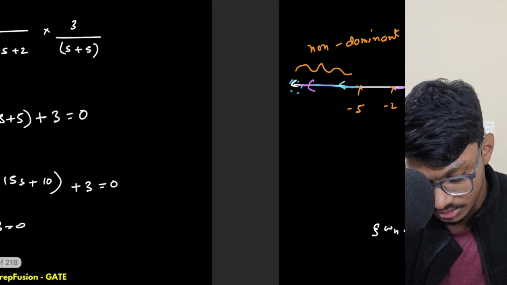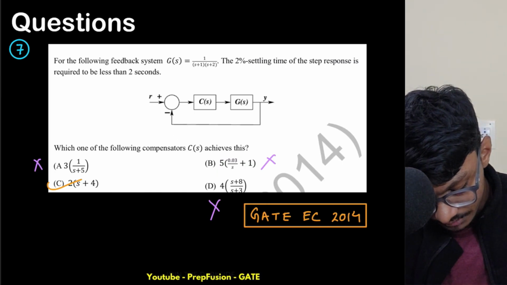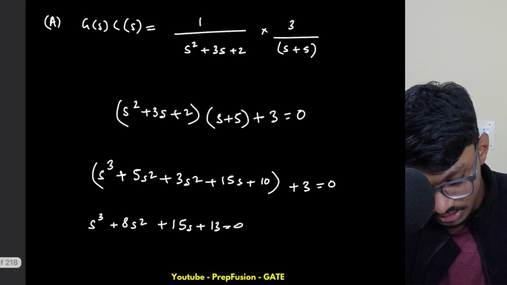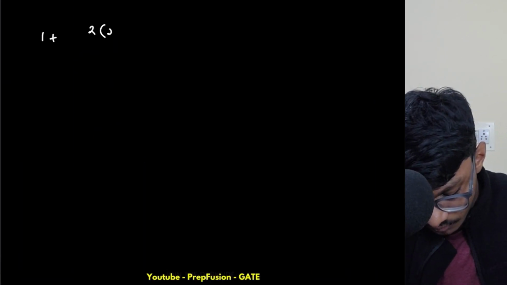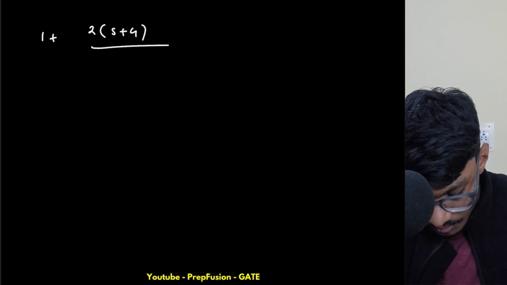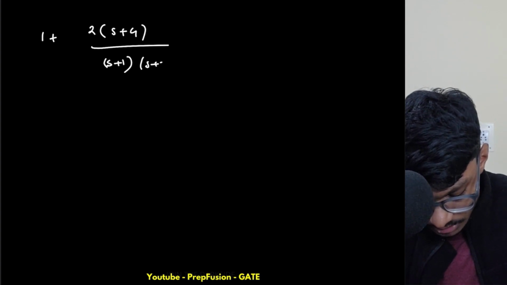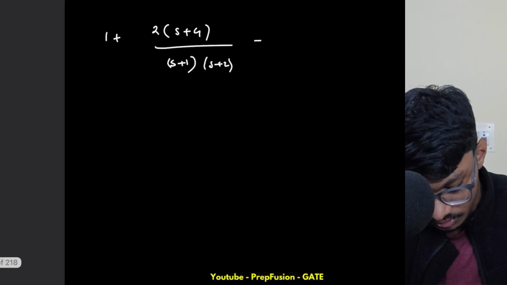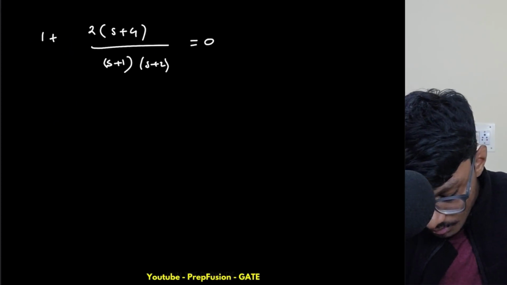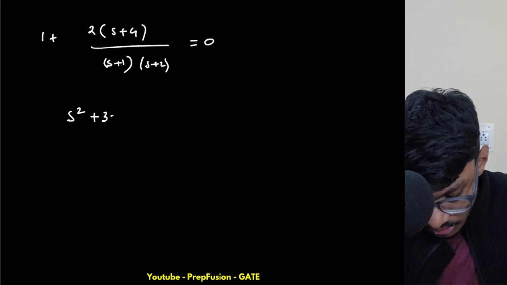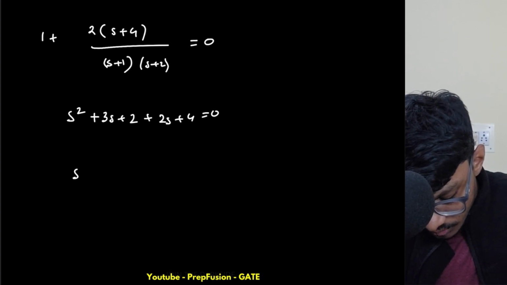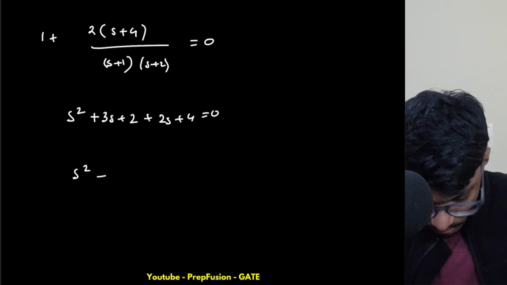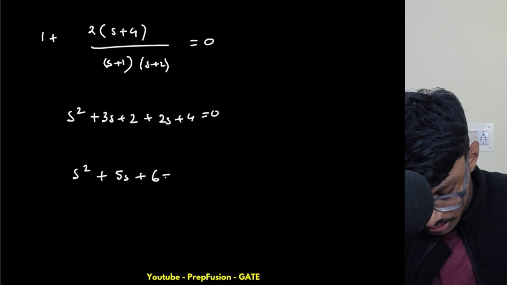So what will my characteristic equation become? It will become something like this. Here it is 2 into s plus 4 upon s plus 1 into s plus 2. So it is 1 plus 2(s plus 4) upon (s plus 1)(s plus 2) equals to 0. So this will become s square plus 3s plus 2 plus 2s plus 4 equals to 0. So this one will become s square plus 5s plus 6 equals to 0.